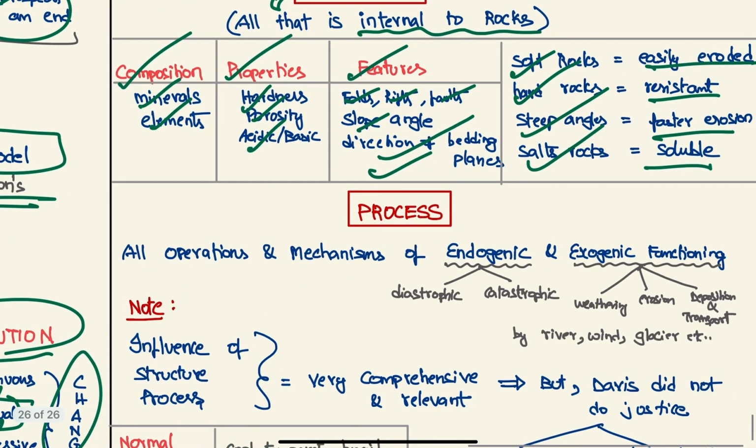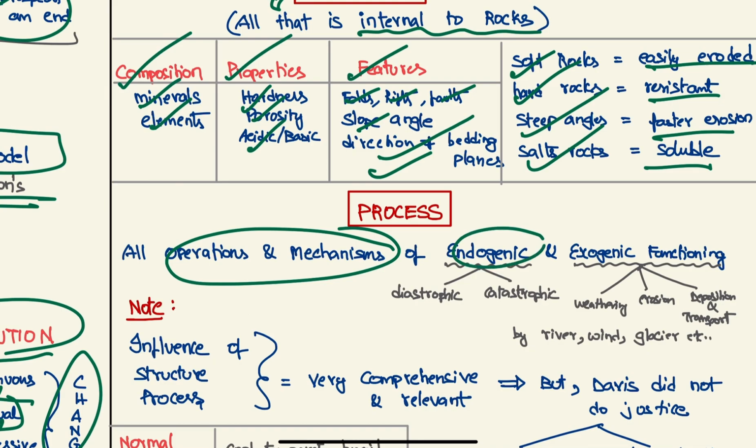And next we have processes. These are all operations and mechanisms of endogenic and exogenic forces. So as we've seen already, in endogenic we have diastrophic, catastrophic. Here we have weathering, erosion, deposition, and transportation by wind, river, glacier, etc.